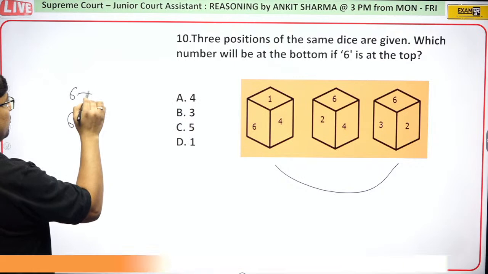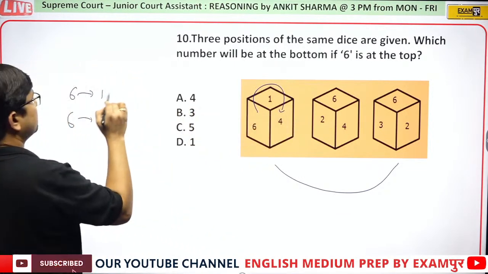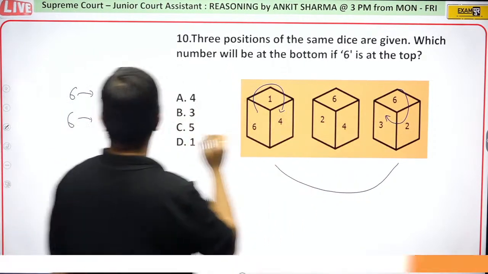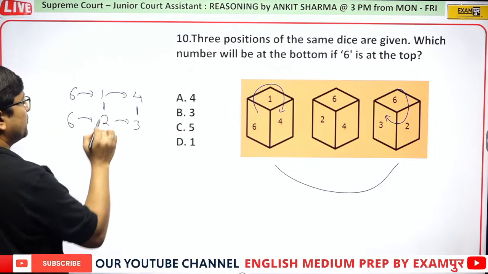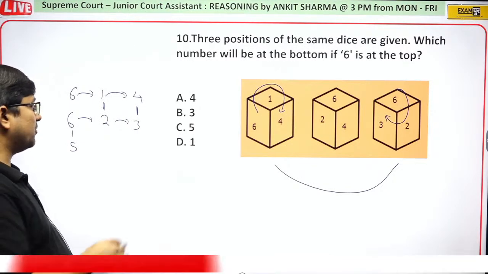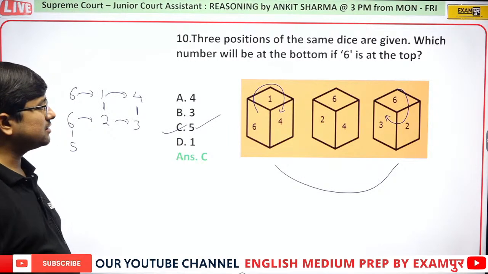And now go in clockwise direction. From 6 we will go to 1 and then to 4. From 6 we will go to 2 and then to 3. Now 4's opposite is 3, 1's opposite is 2, 6's opposite is 5. So if 6 is at the top, what is at the bottom? Answer is option number C, that is 5.